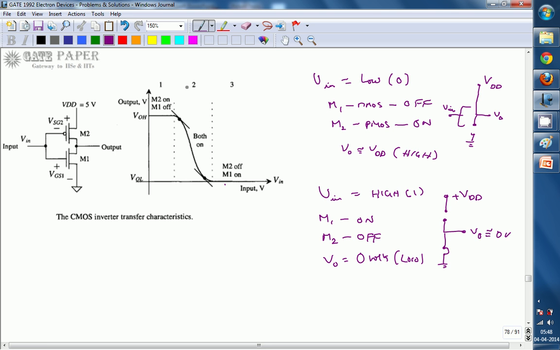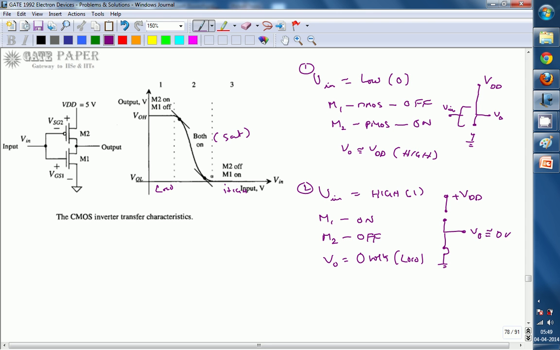So here, three regions are indicated. The first is whenever V input is low, V output is high. The second region is whenever V input is high, V0 is at low level. And in between, if there is a transition taking place at the input, the output has to change from high to low or low to high. At that time both transistors are in the on condition. This is for a very small amount of time, and whenever both are on, both will be in the saturation region.